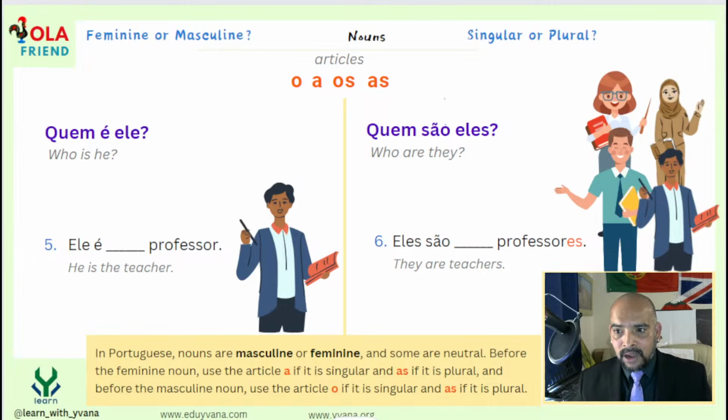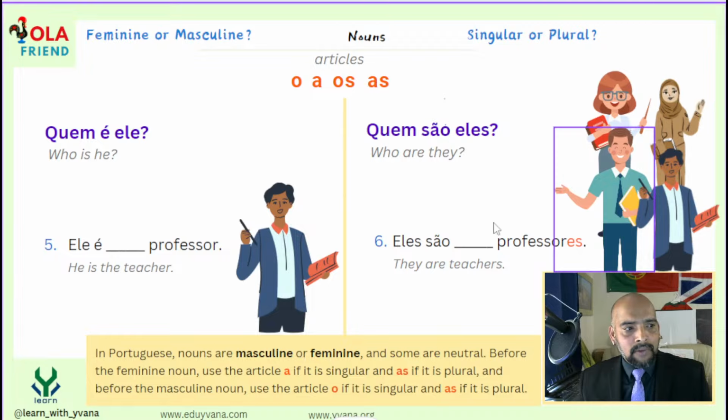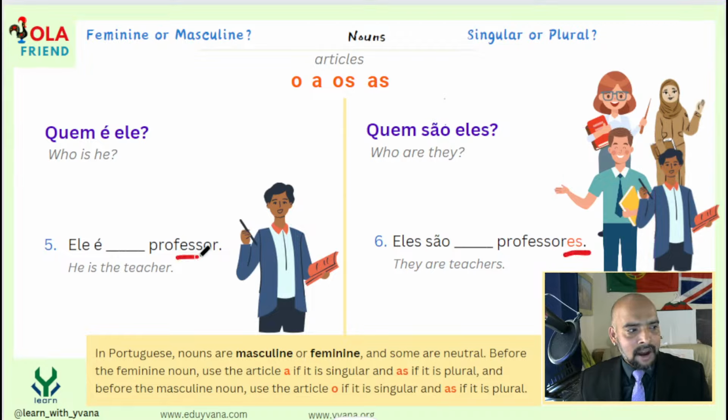We can use o, because professor is very clearly a masculine noun, right? So, o professor. That's perfect, right? You all are correct. So he is the teacher. And remember, when we change it to the plural, we change the noun, right? Professor is the singular and professores is the plural.